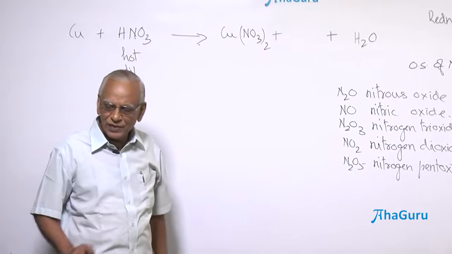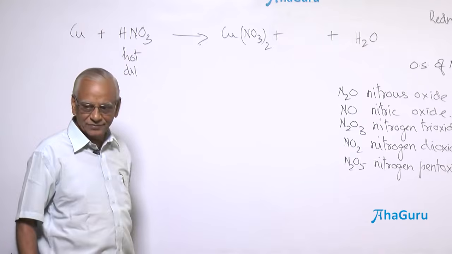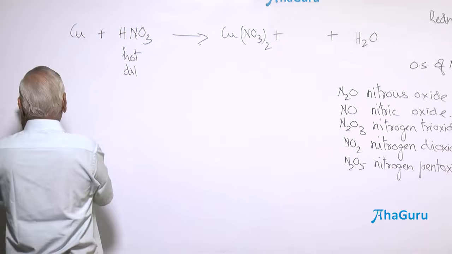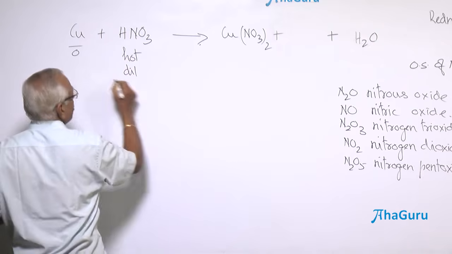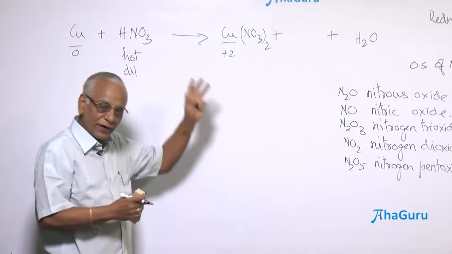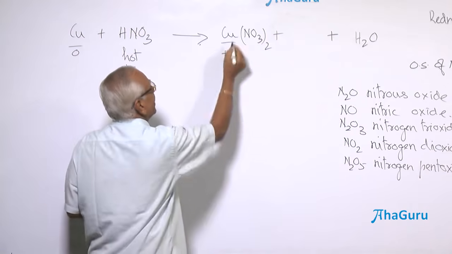How do you know it is being used as an oxidizing agent? What happened to the copper here? Copper is converted into, what is the oxidation state of copper here? It is going to be 0. What should be the oxidation state of copper here? Whatever be the valency. Now, how do you find out? You do not know the oxidation state of nitrogen here. How do I calculate?